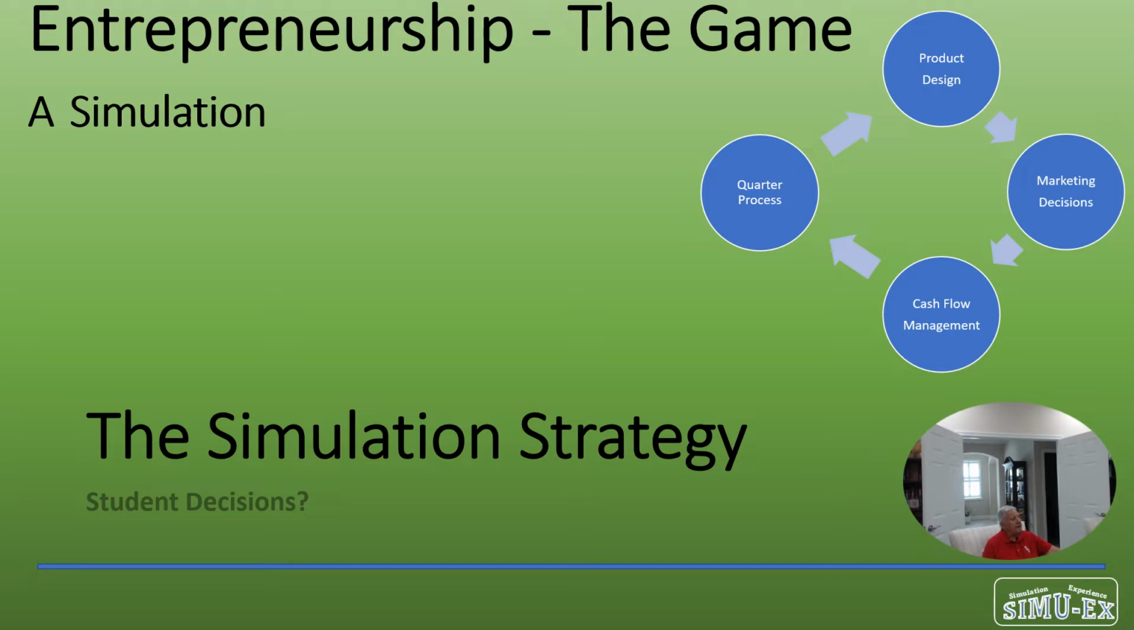Entrepreneurship the Game is a simulation game that is intended to provide you with some hands-on experience in developing a product, marketing a product, and managing cash flow. There are 4 quarters to the product simulation, and your due diligence will be performed during the second, third, and fourth quarter. During the first quarter, what is going to be most important is your product development.